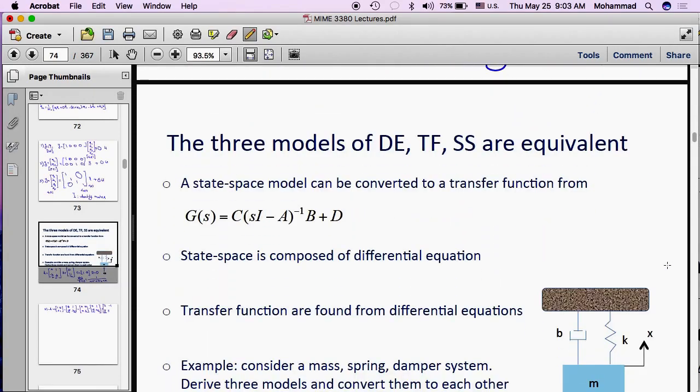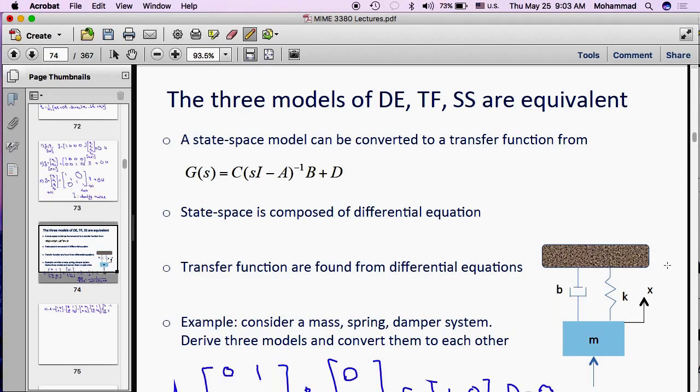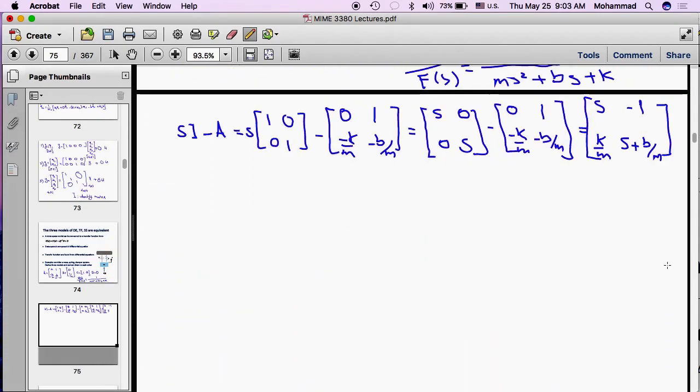Oh, never mind. So the first part was to find sI minus A first. So we are going from inside out. The next step is to find the inverse of this matrix. So we found sI minus A. Let's go ahead and find the inverse. So sI minus A inverse.